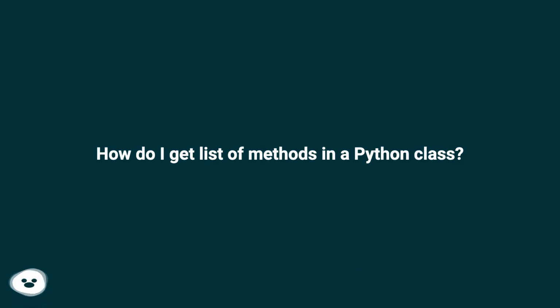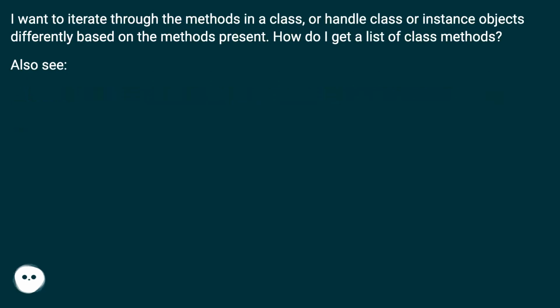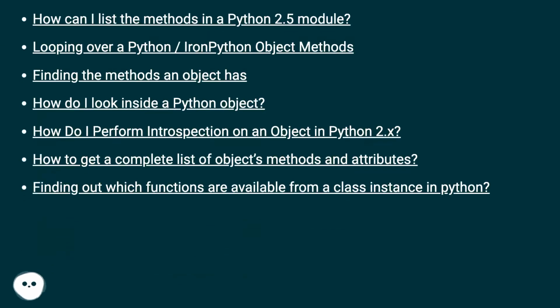How do I get a list of methods in a Python class? I want to iterate through the methods in a class, or handle class or instance objects differently based on the methods present. How do I get a list of class methods? Also see: How can I list the methods in a Python 2.5 module?